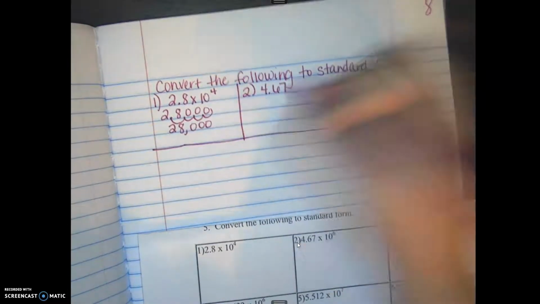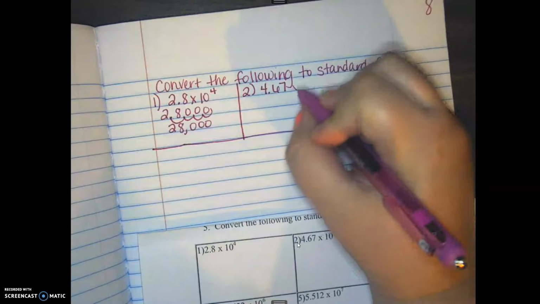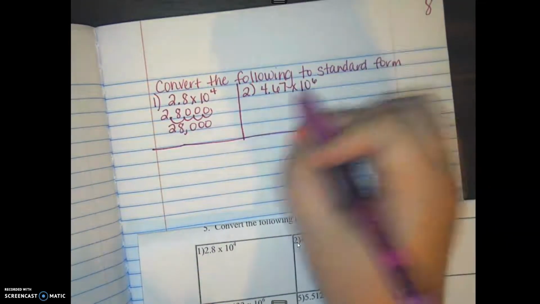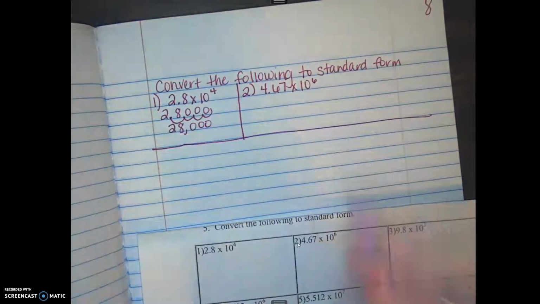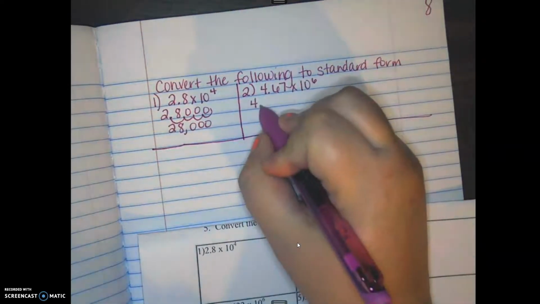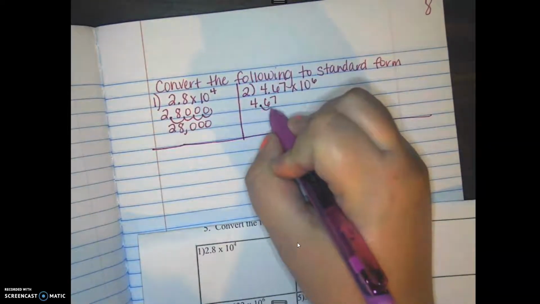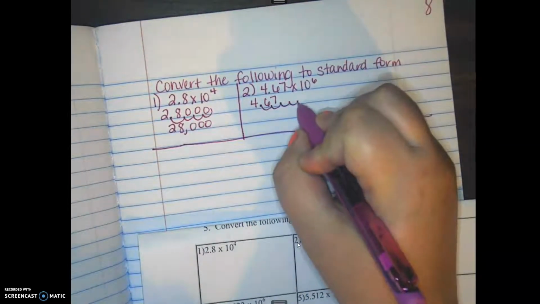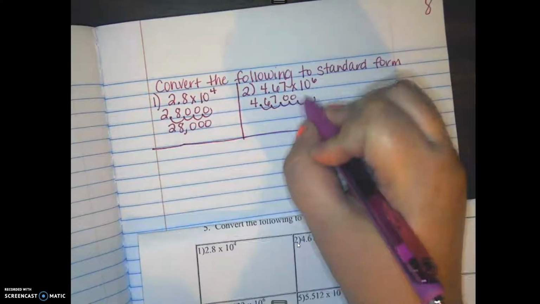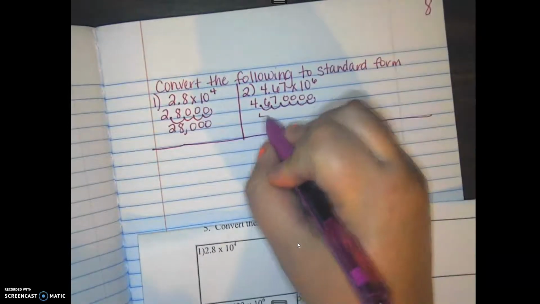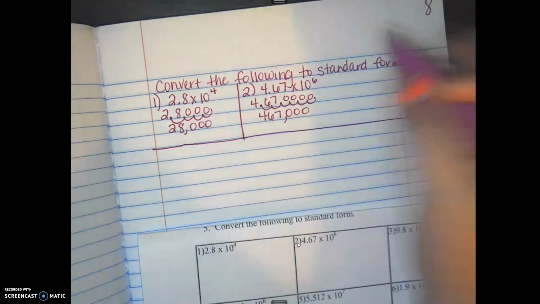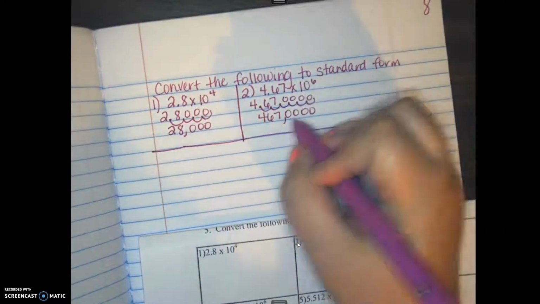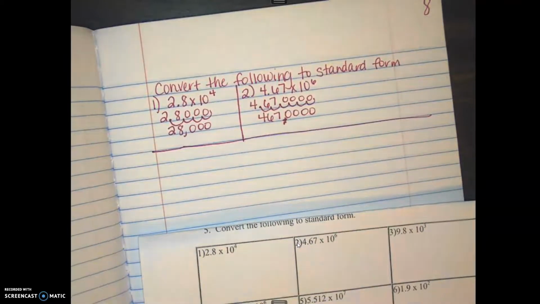4.67 times 10 to the 6. So it's a positive exponent. Tells me I'm going to move it to the right 6 spots. So 1, 2, 3, 4, 5, 6. Plug in those zeros. 4,670,000. Sorry. 1, 2, 3, 4 zeros. Sorry, that decimal's in the wrong spot. I mean that comma.